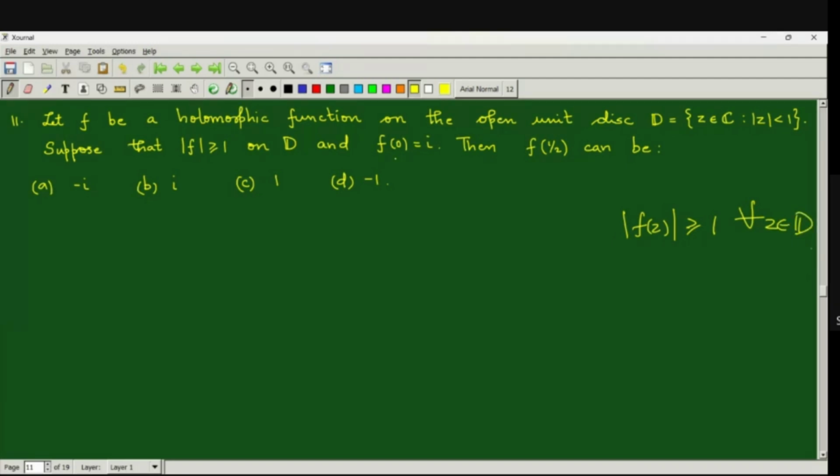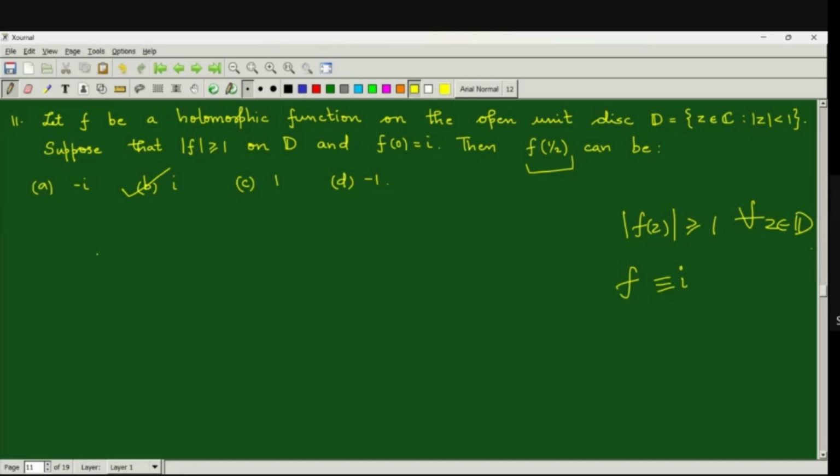And it is also given that f of 0 is i. What can be the values of f of 1 by 2? Think a little bit and then answer. Option B, i. Yes. Because f will be a constant function, of course, by the maximum modulus principle. Yes, very good that you know.